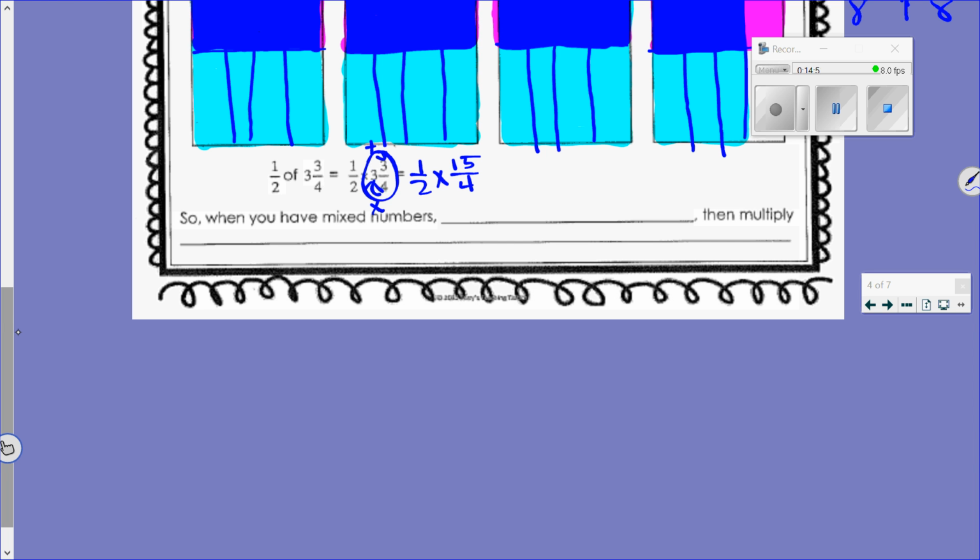Okay? And now, just like we've been doing, I multiply. What's 1 times 15? 15. What's 2 times 4? 8. Which simplifies to 1 7/8. So you see mathematically exactly what we did in our model. You guys starting to see where these are coming from now? Make sense? Good. So when I have mixed numbers, the first thing I've got to do is slam dunk, or improper fraction.